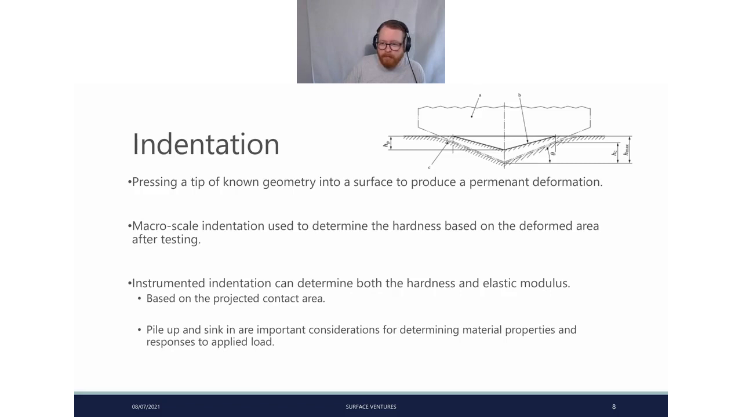But of course, as I said before, surface metrology itself could be its own workshop. So coming on to indentation and determination of mechanical properties of surfaces. Essentially in indentation, we press a tip of a known geometry into a surface to produce a permanent deformation to induce plasticity in the surface. And there are various length scales upon which this can happen. The macro scale, where we're using very large loads, much larger indenters, and then typically measuring the area after indentation, as opposed to micro and nanoscale indentation, where you're measuring the projected contact area, or estimating the projected contact area.